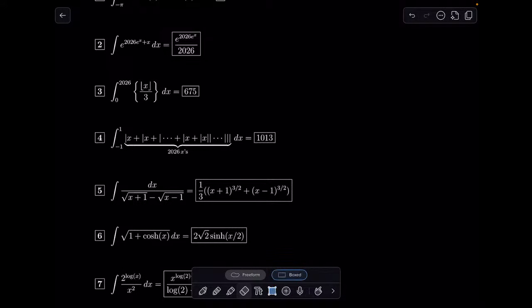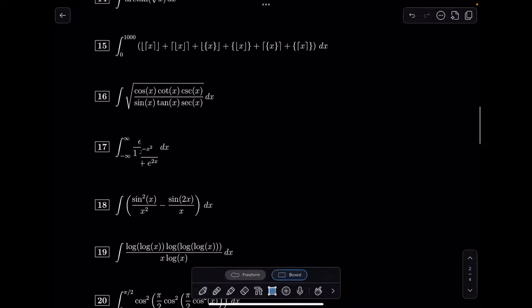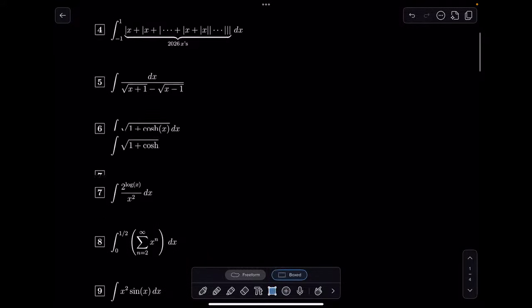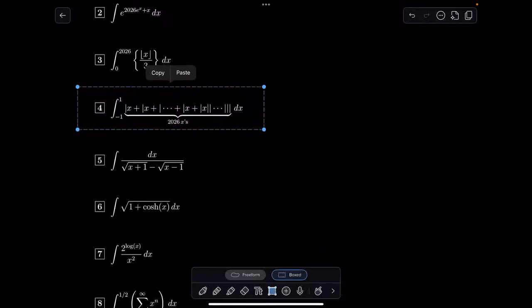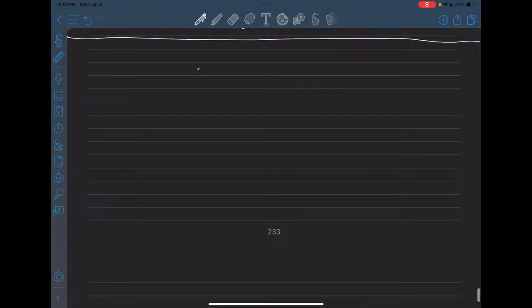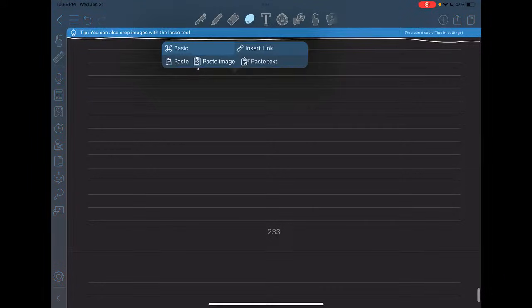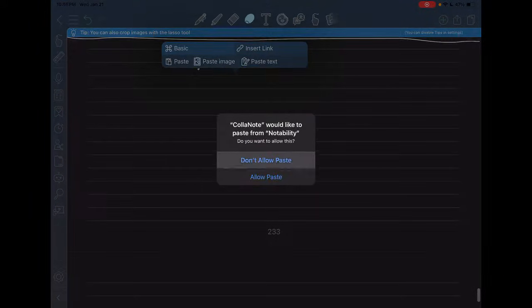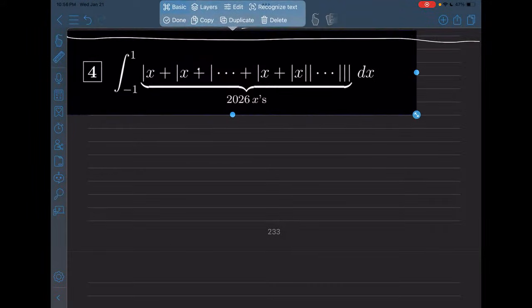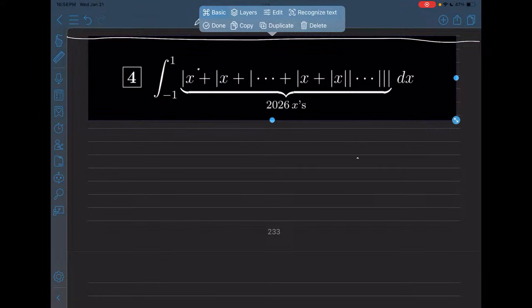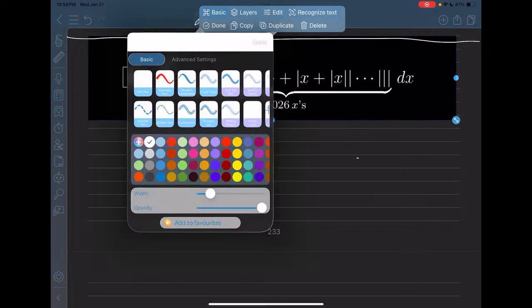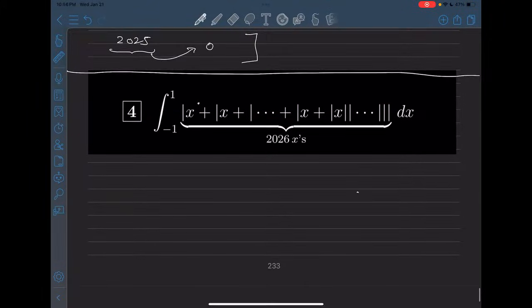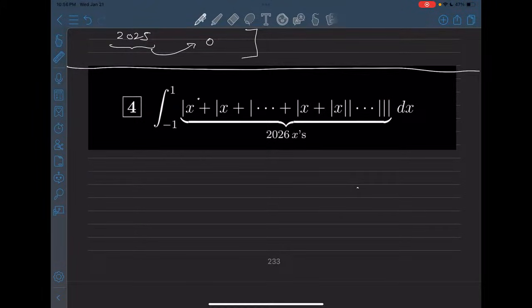Let's do this problem, guys. Let's not see the answer. Let's do this problem. Okay. So guys, give me some idea how to do this problem. I have no idea. Okay, guys, give me some idea.